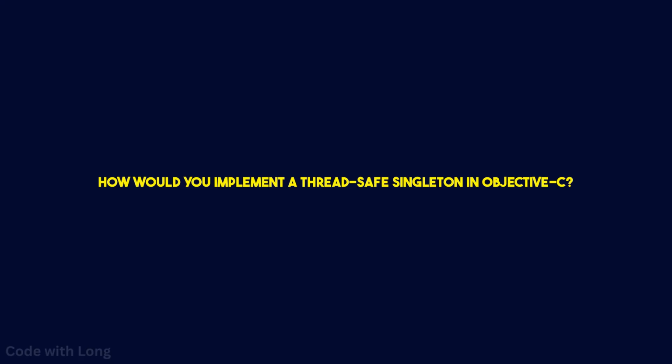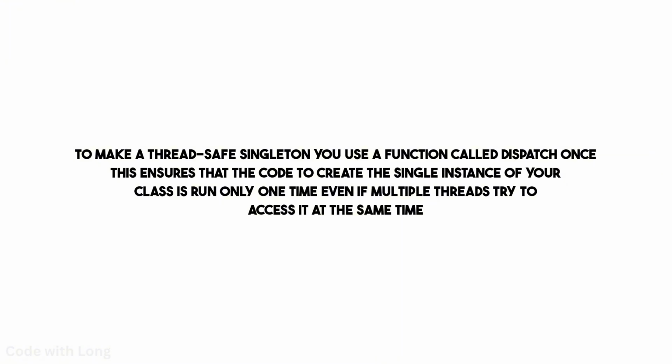How would you implement a thread-safe singleton in Objective-C? To make a thread-safe singleton, you use a function called dispatch_once. This ensures that the code to create the single instance of your class is run only one time, even if multiple threads try to access it at the same time.